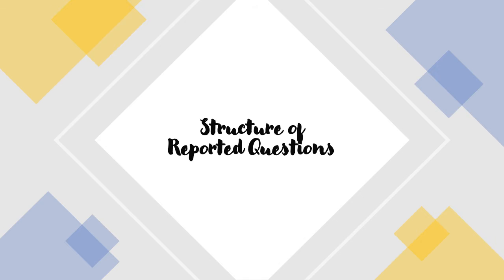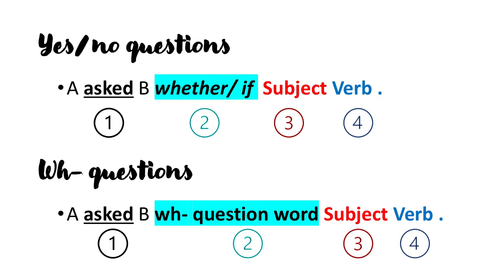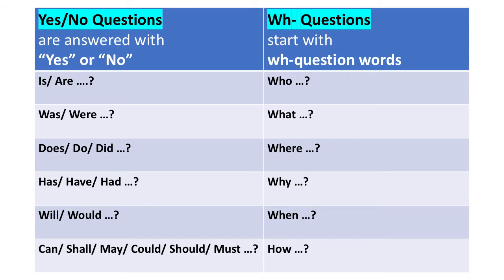Structure of reported questions. There are two main types of questions, yes-no questions and WH questions. When we report questions, the reported question should have 4 parts in total: 1, 2, 3, 4 for yes-no questions, and 1, 2, 3, 4 for WH questions. So when we're reporting questions, it's very important that we know how to differentiate yes-no questions from WH questions.